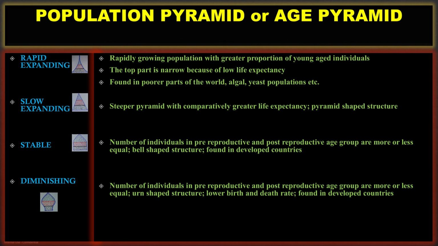Now we'll come to population pyramid or age pyramid. This is something very interesting. Age pyramids are pictorial representations that help us to estimate the future growth of a population. Say, for example, a pyramid with a wider base depicts rapid growth of population, while that with a broader tip depicts longer life expectancy. So, we'll discuss these in detail.